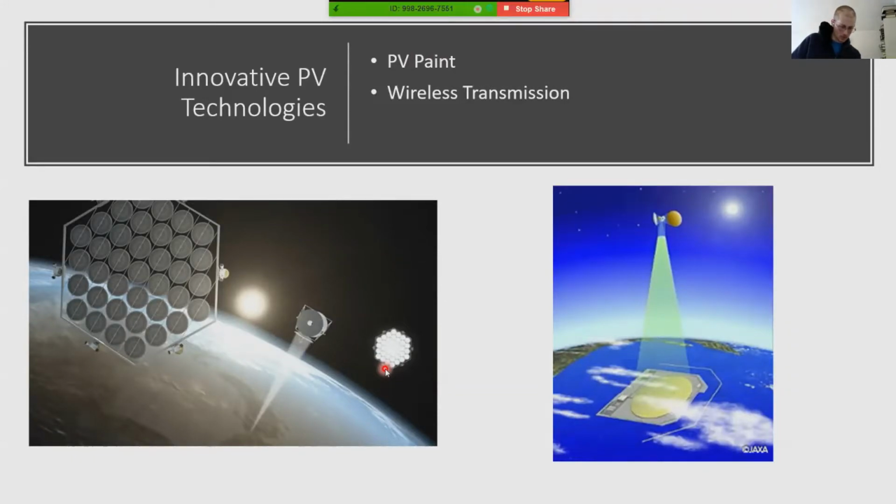And then the other innovative solar technology is, I guess, wireless energy transmission. The Japanese Space Agency has been working on this at least since 2016, and basically the concept is you send a satellite into space with a very large array of solar panels, and it will collect the sunlight's energy without having to deal with the atmosphere, and then convert that energy into a microwave, and beam it down towards the earth where it can be collected.